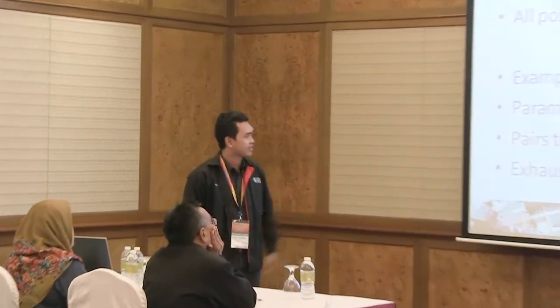Here is an example of how pairwise tests are generated. We have 3 parameters, and each of the 3 parameters has 3 values. Meaning, if we want to test everything, we need to multiply 3 by 3 by 3, and we will have exhaustively 27 test cases. But with pairwise, we can actually reduce it to 9.